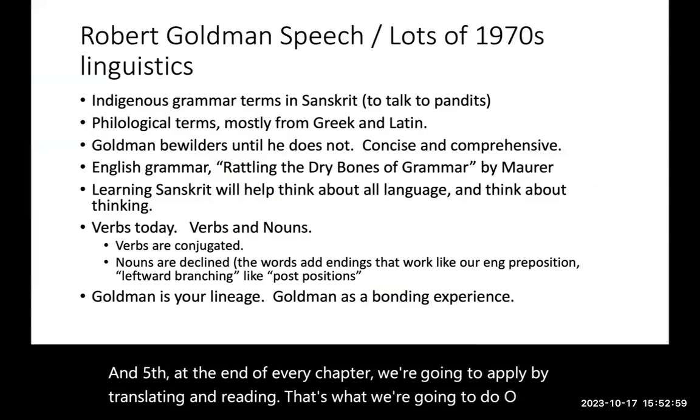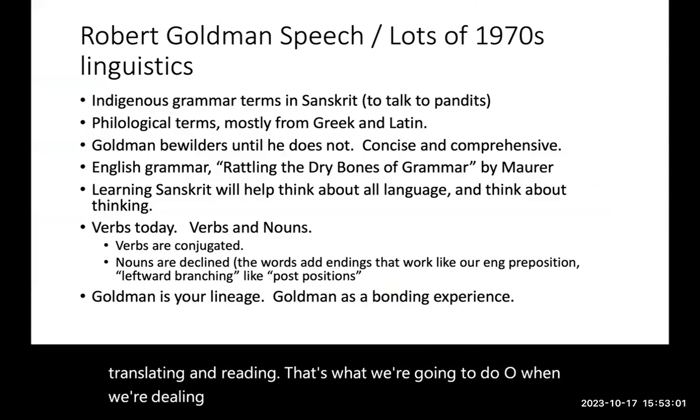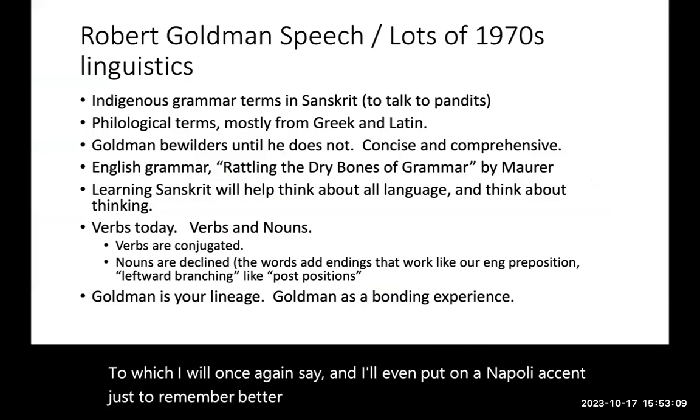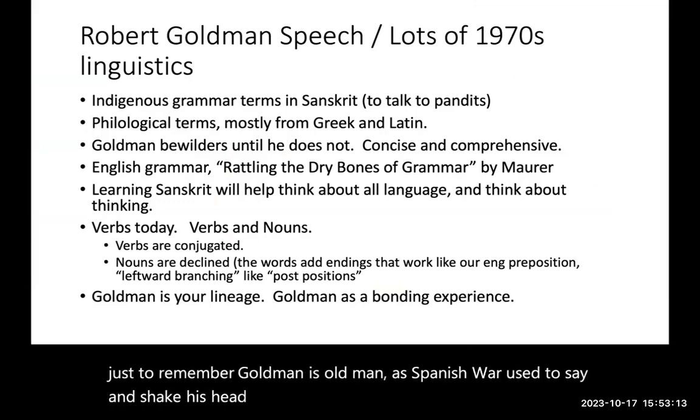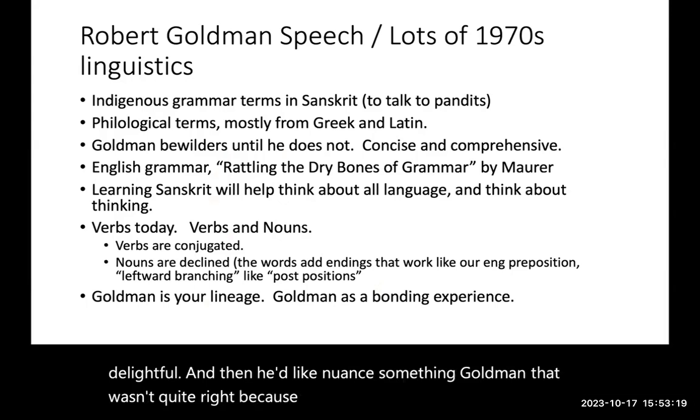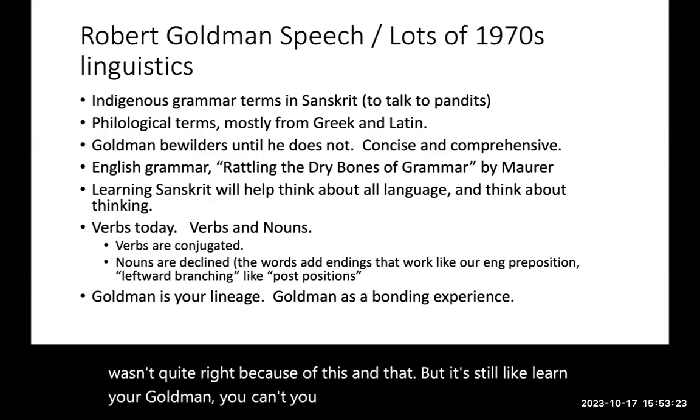So when we're dealing with big bad Bob Goldman, to which I will once again say, and I'll even put on a Nepali accent, just remember, Goldman is old man, as Stanishvar used to say, and shake his head, and we'd laugh at him because he was delightful. And then he'd nuance something in Goldman that wasn't quite right because of this and that, but it's still like, learn your Goldman. You were not trained at a very young age to do Sanskrit.